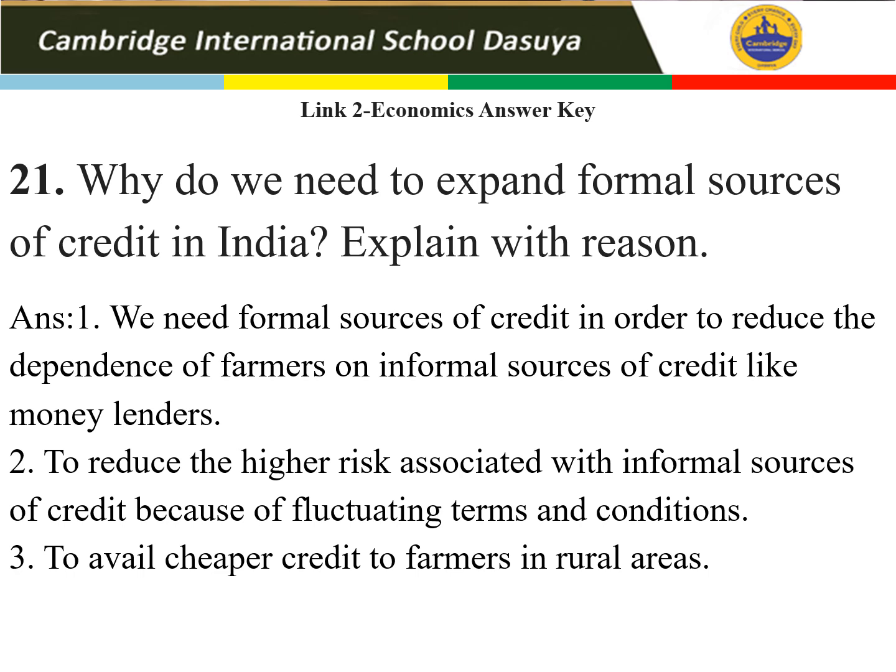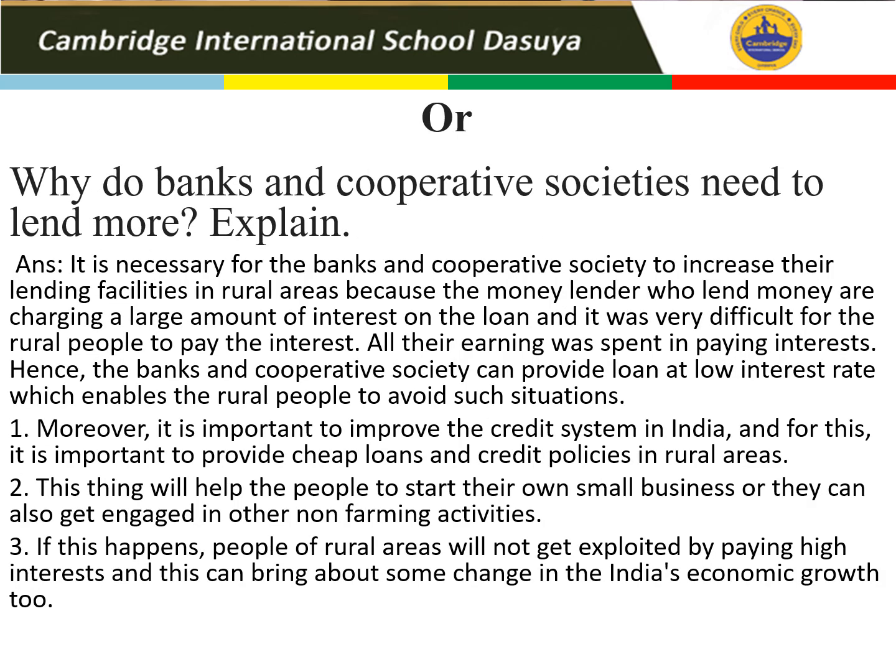So now let's move to the next part. So here is, why do banks and cooperative societies need to lend more? So why do they have to lend more? The reason behind this, explain. It is necessary for the banks and cooperative societies to increase their lending facilities in rural areas because the money lenders who lend money are charging a large amount of interest on the loan, and it was very difficult for the rural people to pay the interest. So we have done the case of Savita. She was not able to pay back to Tejpal in a proper way. So that is the reason.